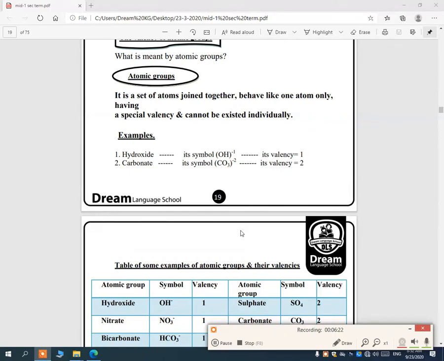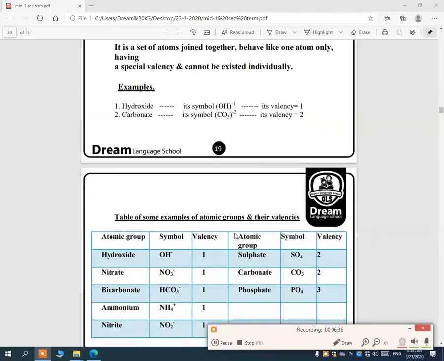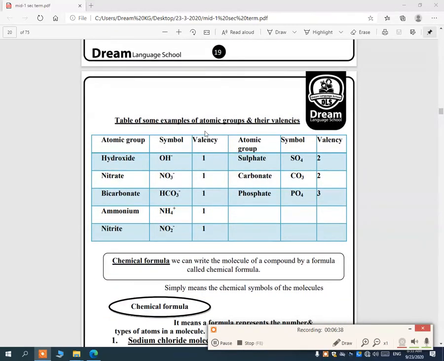What is meant by atomic groups? They are a set or group of atoms joined together that behave like one atom only, have their own special valency, and can't exist individually. And we have here a table of the atomic groups and their valencies. Take care, this table is very important. You must keep it in your mind very well.